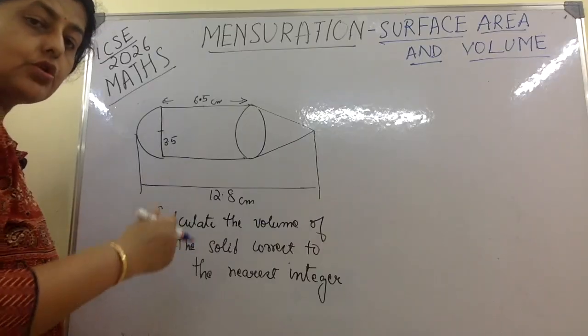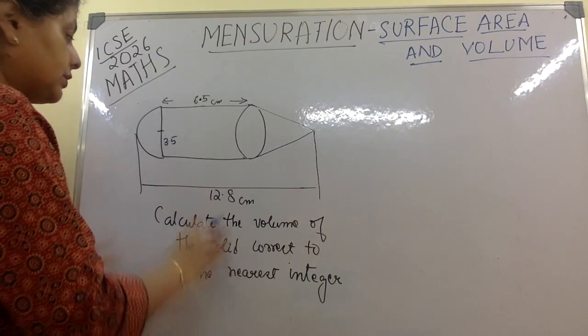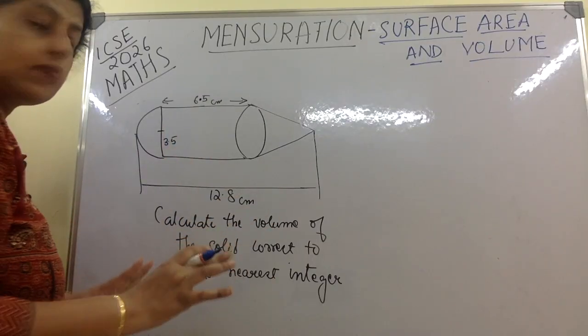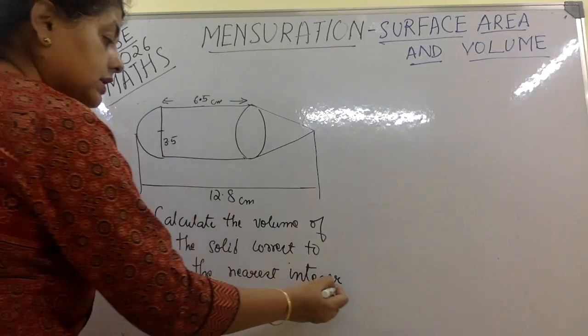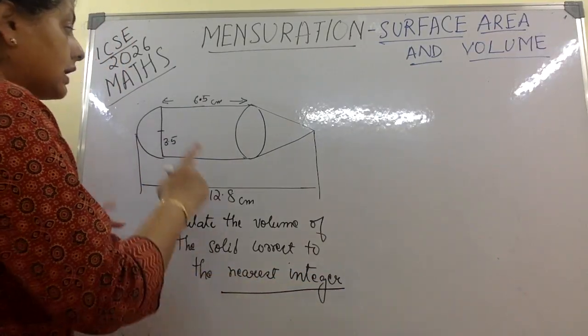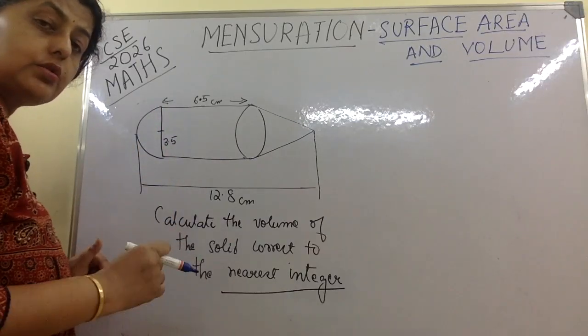Now this can be a toy, it can be anything. Calculate the volume of the solid, correct to the nearest integer. What is the volume of the solid? This is an important thing. Marks will depend on it. That's why I have taken this question, and there's a very common sum. So let's see how we do this sum correctly and also quickly.